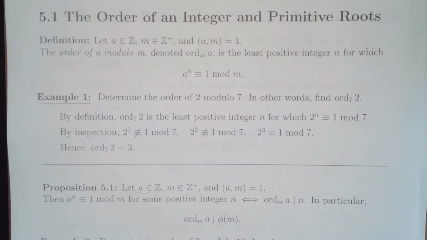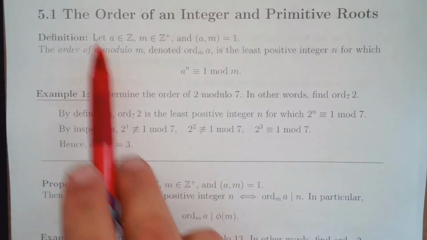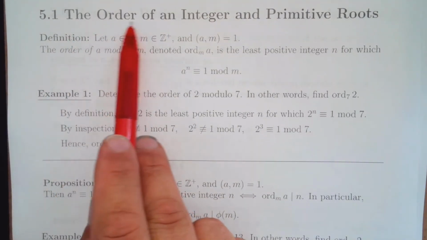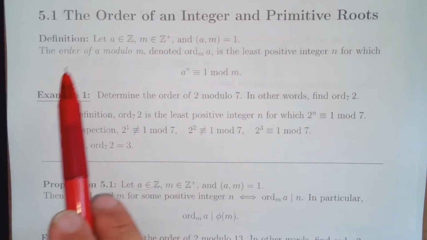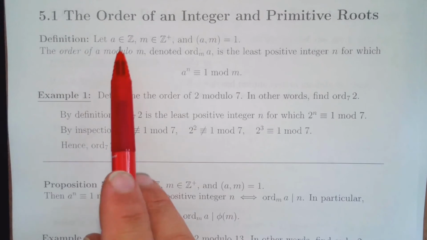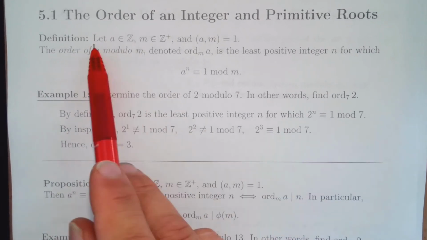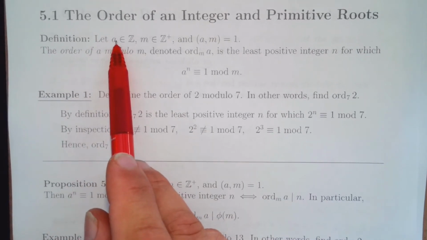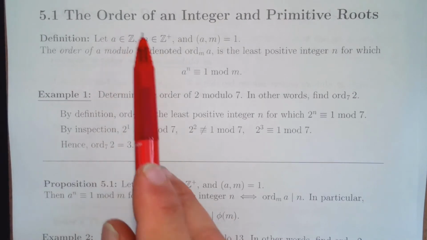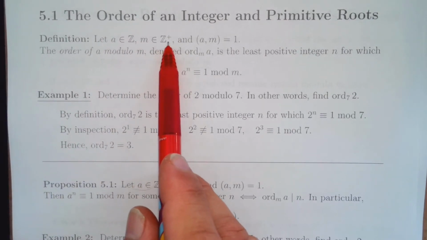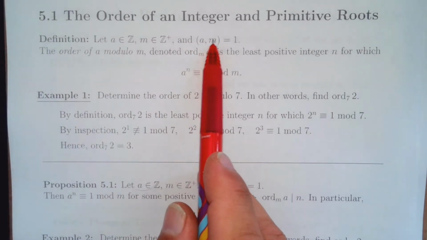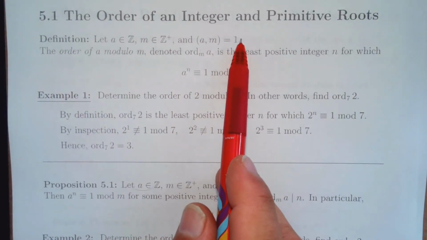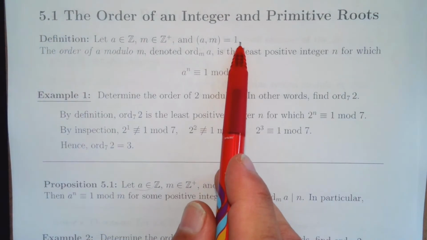In this video we'll be doing some elementary number theory, and in particular looking at the order of an integer and primitive roots. Okay, so let's start with our definition. Let's say that a is an integer, m is a positive integer, and a and m are relatively prime. Their greatest common divisor is 1.